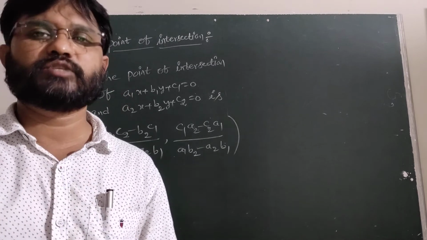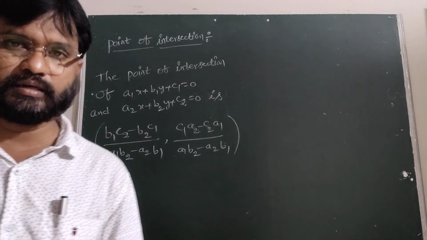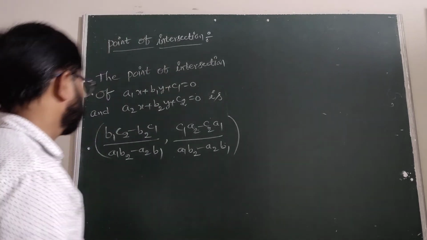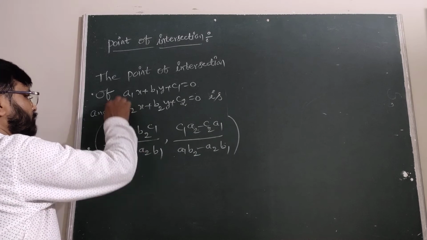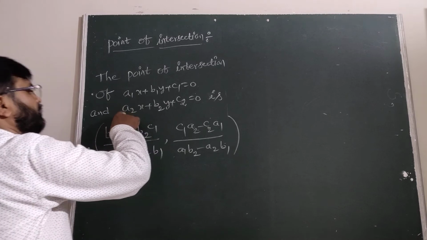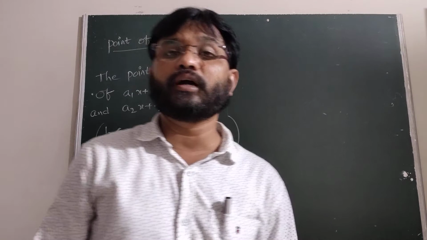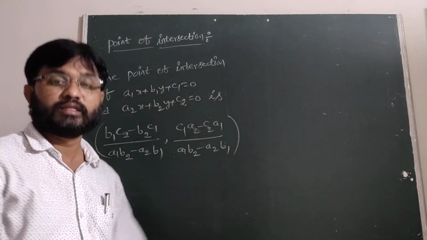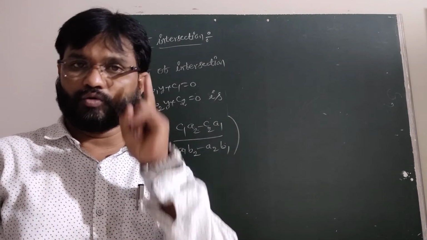We can find the point P in three methods. The first is the elimination method, the second is the substitution method, and the third is the cross multiplication method. Elimination means we multiply the first equation by a2 and the second equation by a1. After the subtraction we get the value of y. Substituting y in either equation 1 or 2, we get x. That is called the elimination method. We have to find the values of x and y only.